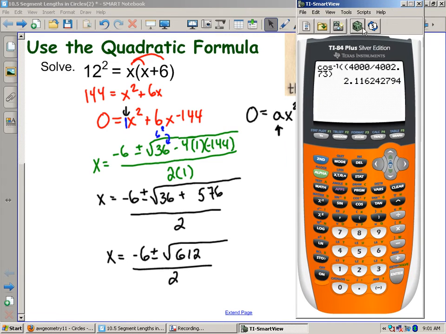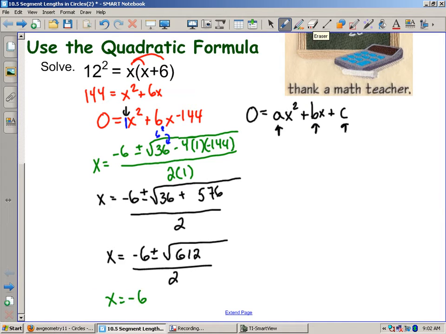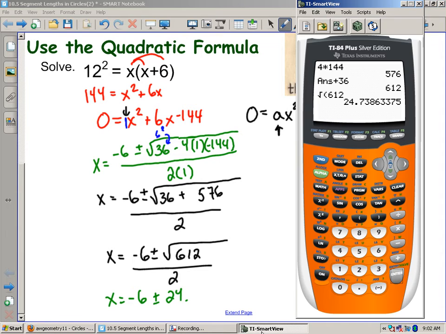And so at this point, what I'm checking is my 4 times 144, make sure I multiplied that correctly. Alright, 576, and then I'm going to add that to 36, gets me 612, okay. And so then if I take the square root of 612, I end up with that number. And so x will equal negative 6 plus or minus 24 point, what was that number? 24.7, we'll say, all over 2.